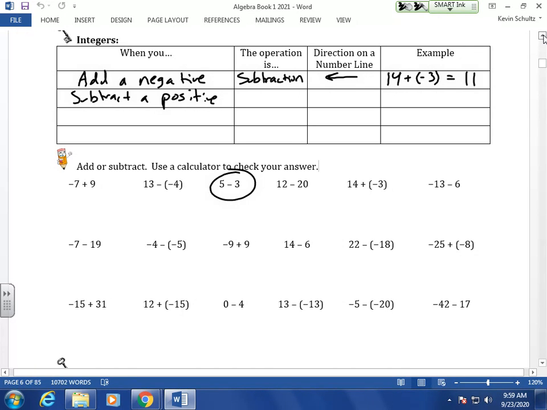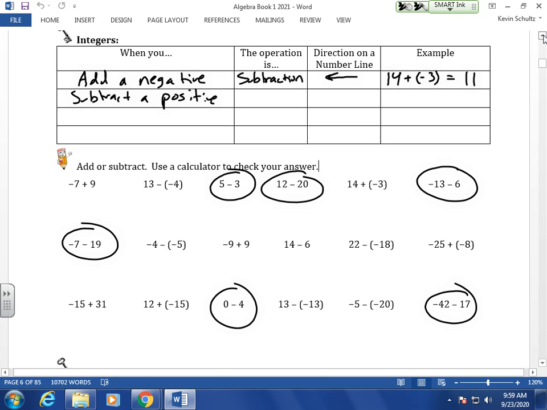12 minus 20 is subtracting a positive. What's another example? 0 minus 4 is subtracting a positive. What's another example? Negative 7 minus 19 is subtracting a positive. What's another example? Negative 42 minus 17. What's another example? There's a lot of them up here. Negative 13 minus 8.